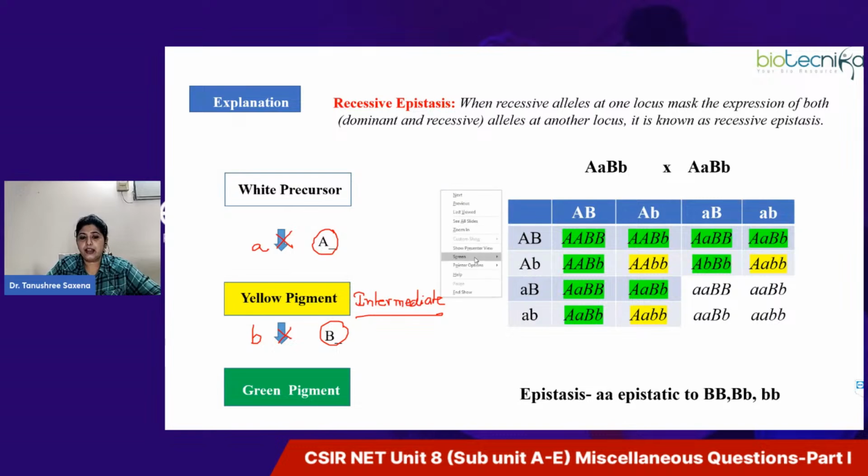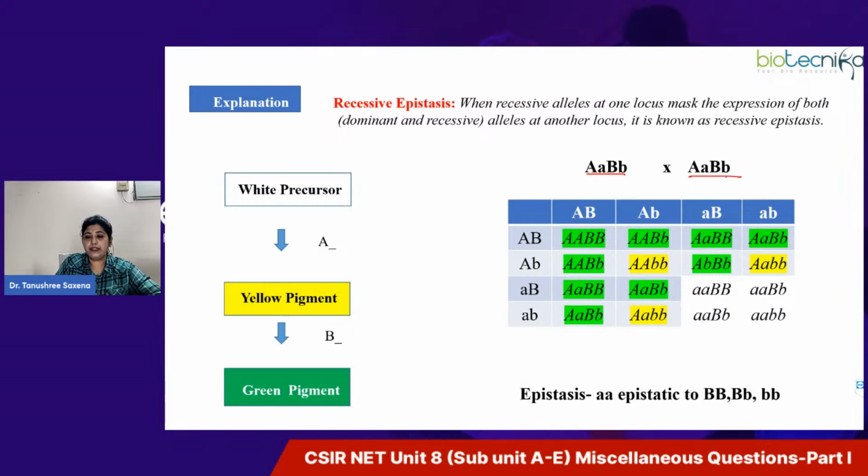So here we have to perform the selfing of this individual with this genotype. You know that it's a dihybrid cross, and you always get 16 offspring in the F2 generation, right? So how many of them will be green? How many of them will be yellow or white? That we have to find out. Obviously, as I told you, if the dominant A and B alleles are there, either both in homozygous, or both in heterozygous, or any one in homozygous, another in heterozygous, or vice versa, then we will get only the green pigment.